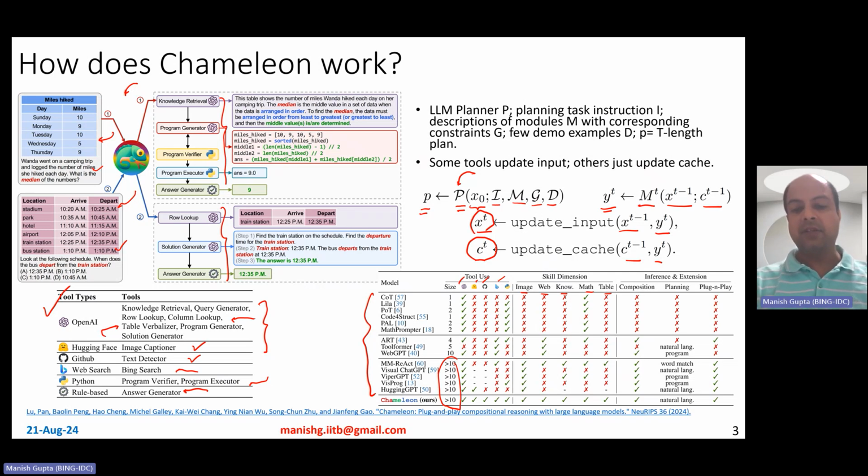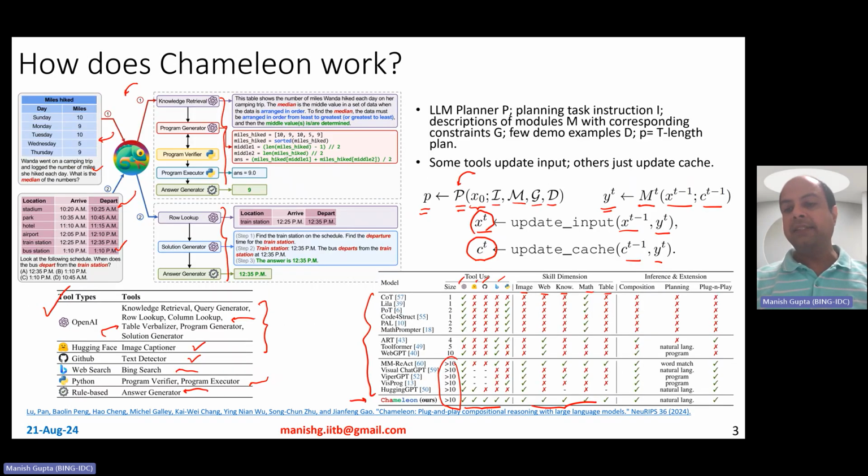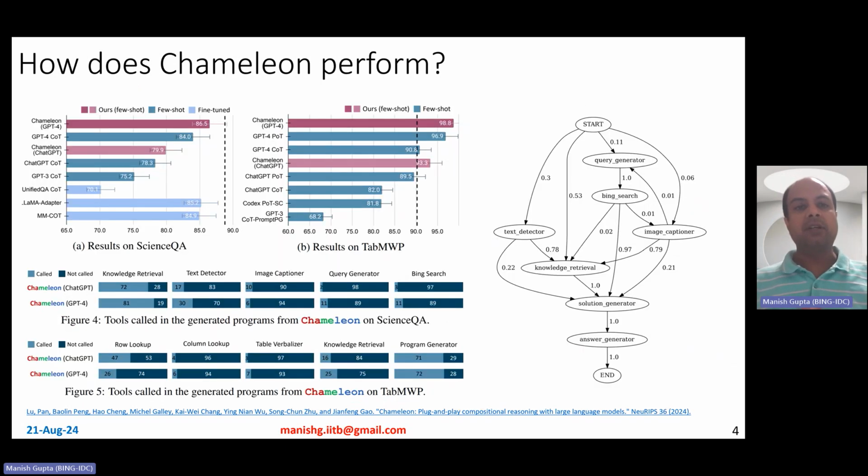So Chameleon is special because it supports all of those reasoning types with a large toolbox from a diverse set of tools. And it can compose these tools automatically. It can also do natural language planning and can incorporate these tools in a plug-and-play manner. Right? That is what differentiates it from other such approaches.